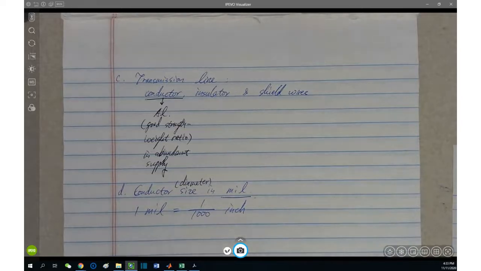0.001 inch. No wonder why it's used in the PCB, right? PCB is very tiny, so 1 mil is very, very small.